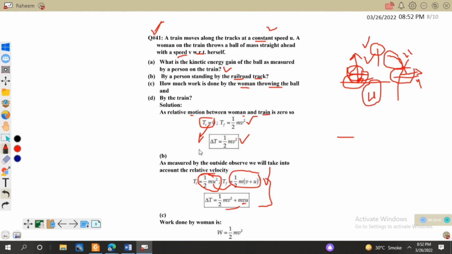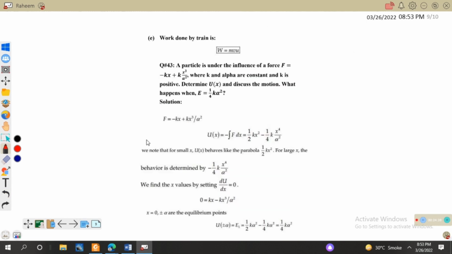So we need to find the work done. The work done by the woman will be 1/2 mv square, because that is the kinetic energy of the ball with respect to the woman. So we just put it equal to 1/2 mv square. And by the train, how much work is done by the train, because the train was moving with velocity u. This work done will be force multiplied by distance, so mv into u. So the work done by the train will be this.